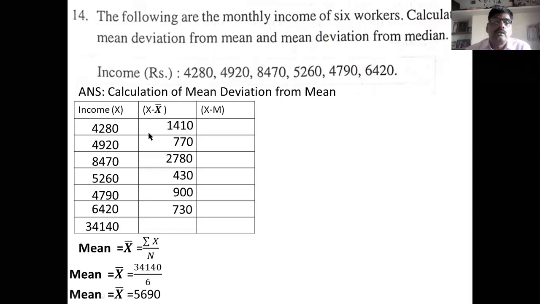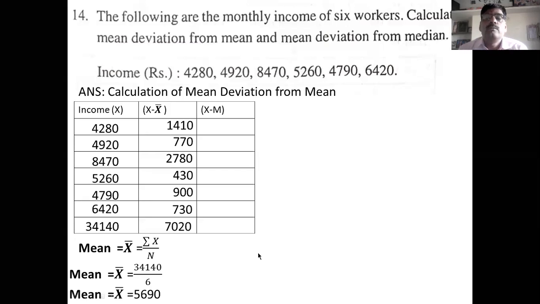How to calculate these values? X is this value. X bar is 5,690. You deduct that. You don't put minus or plus. The answer may be minus or plus, but you write only the value. Then this is the total. You take the total of this column, which is 7,020.